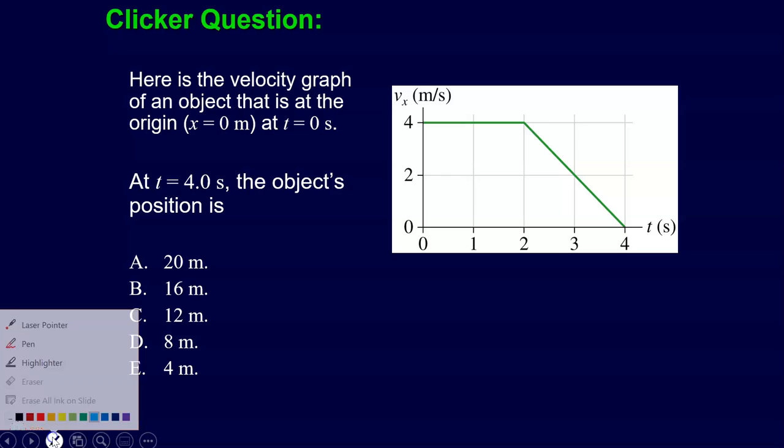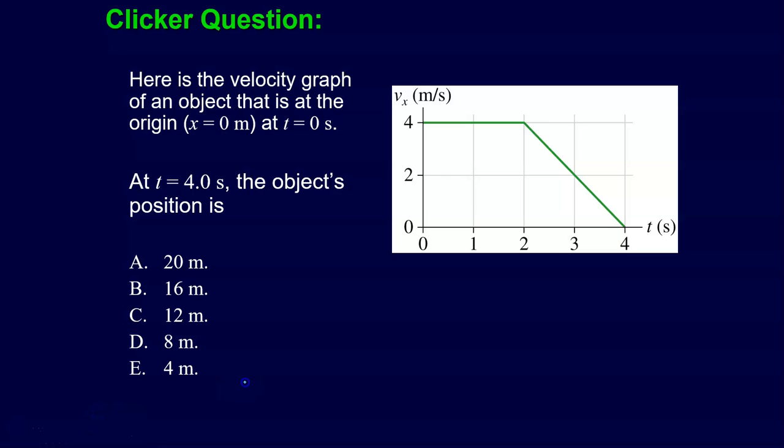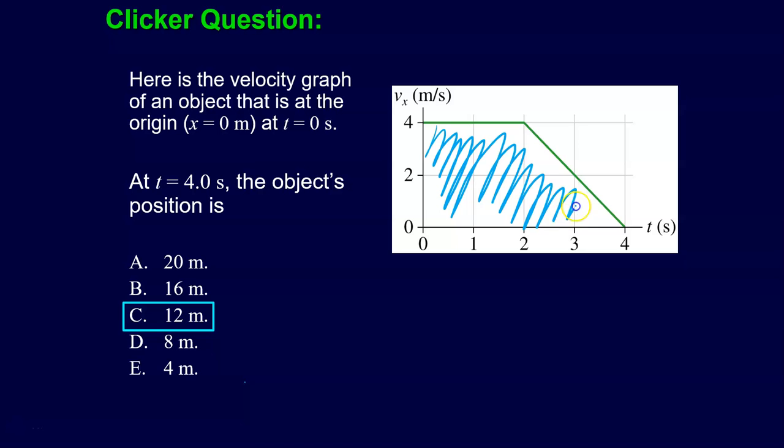All right, hopefully you had time to think about this one. For me, I came out with 12. Let's go through and do this. Again, the idea here is it's the area under the curve, so you've got to go through and look here. For each box of area, each box has a height of 2 meters per second and a width of 1 second.